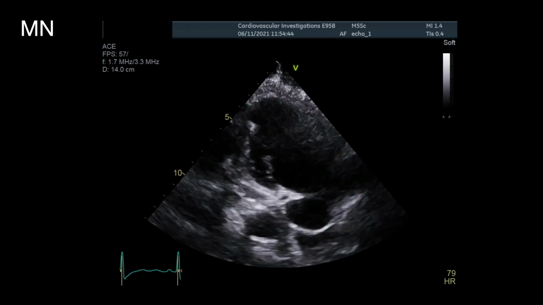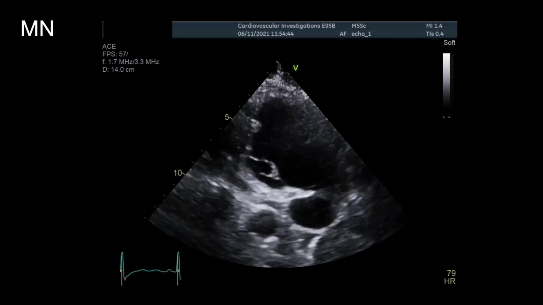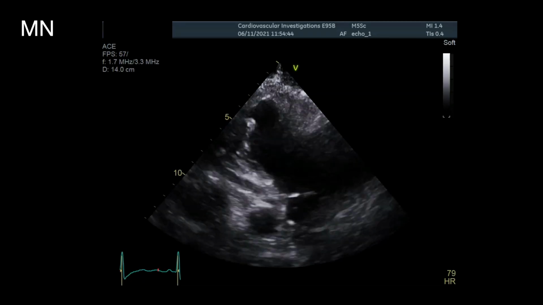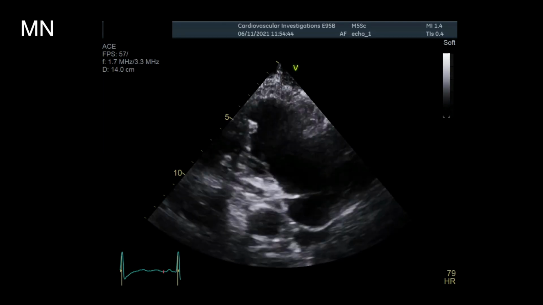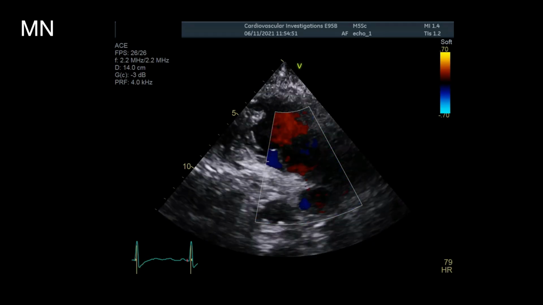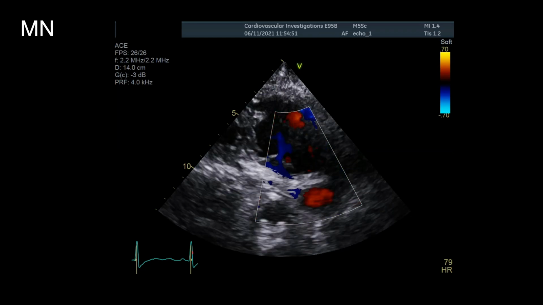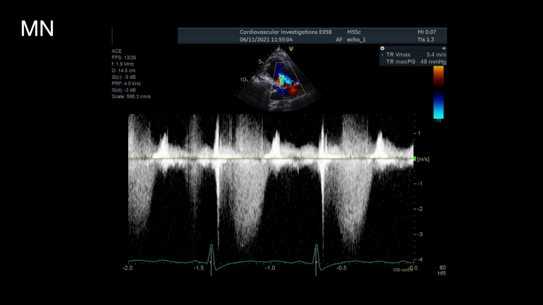And again, we've moved to RV inflow. So from the parasternal long axis view, the beam has been tilted down towards the hip. And you can see the tricuspid valve in the middle of the window there. Right ventricle at the top of the screen and right atrium at the bottom. And then colour placed over the valve, and you can see the bright blue jet of TR shooting back into the right atrium. And then with CW through that TR jet, max velocity of 3.4 meters per second has been measured, which equals a pressure gradient of 48 millimeters of mercury.